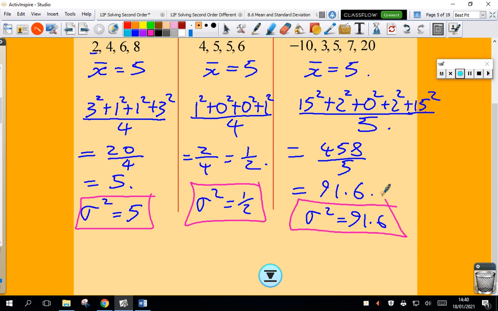To find the mean, you add up all the data points, divide by the number of data points. To find the variance, you take the average of the squared distances from the mean. And what that's telling me is that this last data set is the most spread out away from the mean. The middle data set is the least spread out away from the mean. Okay, so 91.6 is the most spread out away from the mean. Half telling me that second data set is the least spread out away from the mean.